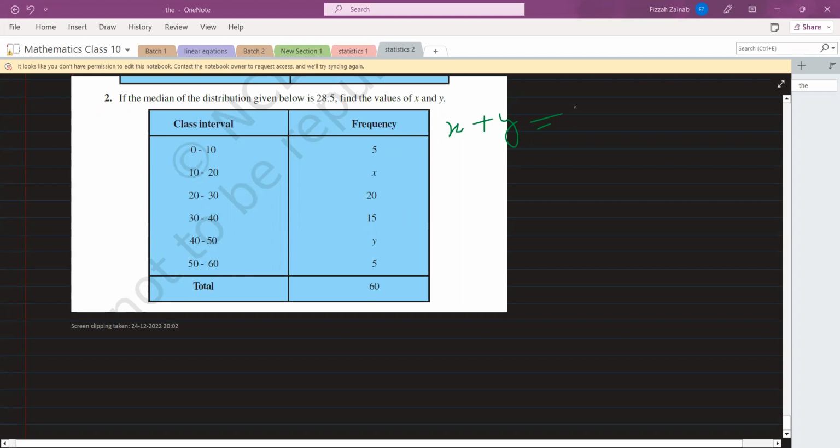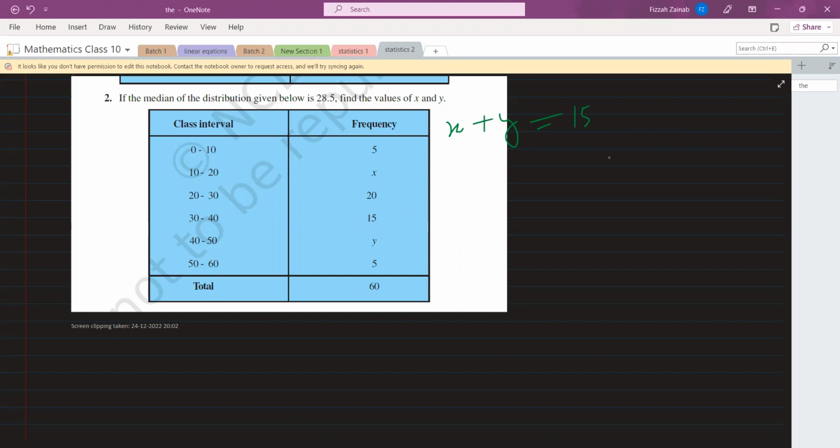I think it should be 15, as I can see from here. Is everyone getting it? See here, 20, right? And then 5 plus 5, 10. So 30 and plus 15, 45. So 45 plus x plus y should be equal to 60. Then you take 45 to that side. So x plus y should be 15. Is this clear, everyone? Yes, ma'am.